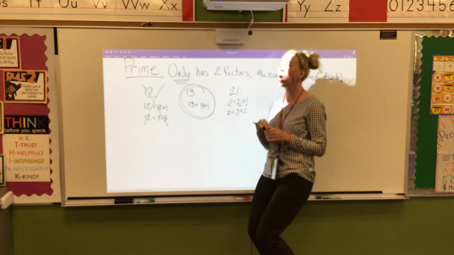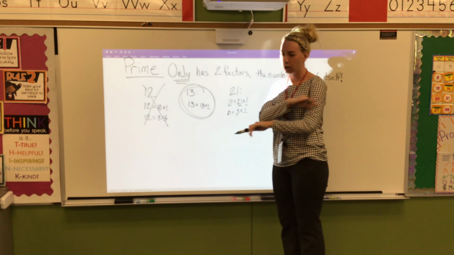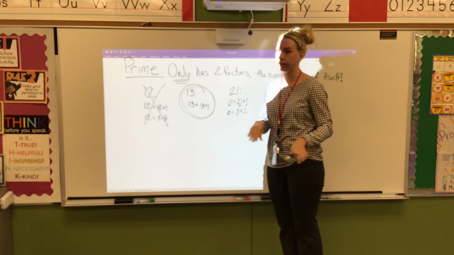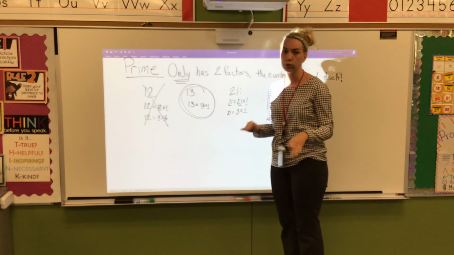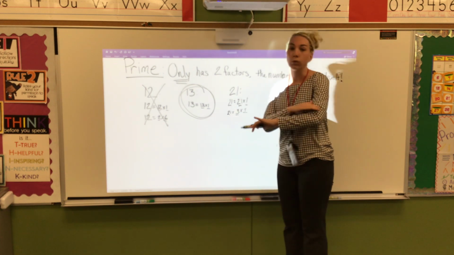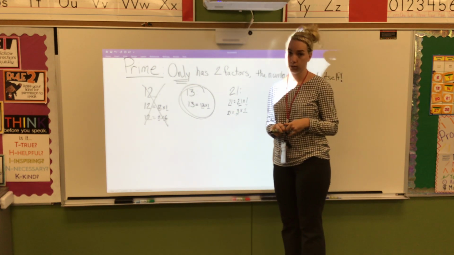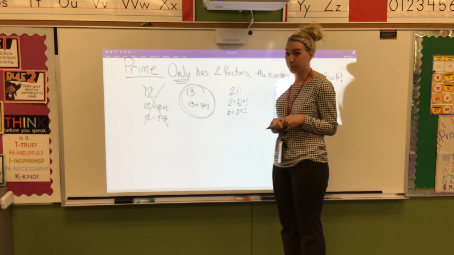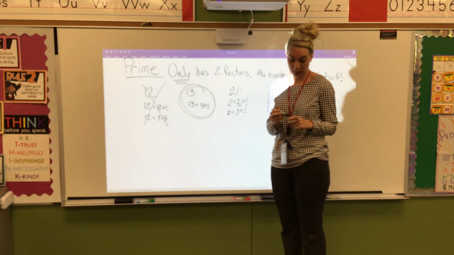Prime numbers can only have 2 factors. Only. No more, ever. There's no exceptions to the rule. There's no, but maybe, no, never. Only 2 factors. That's prime. There's not much more I can teach you about that.